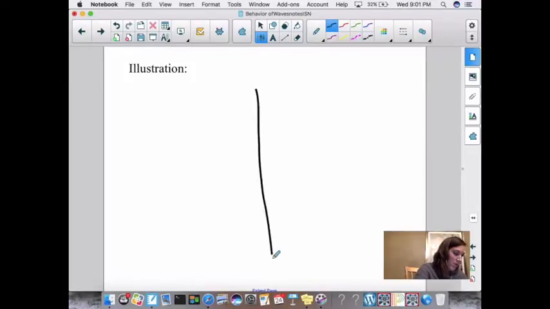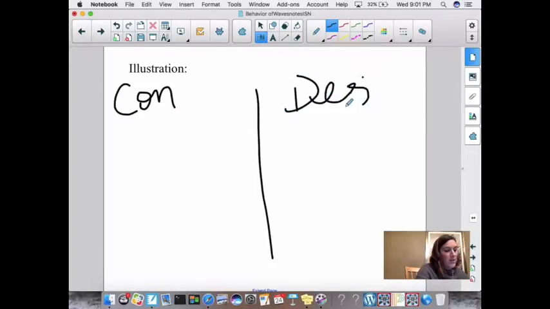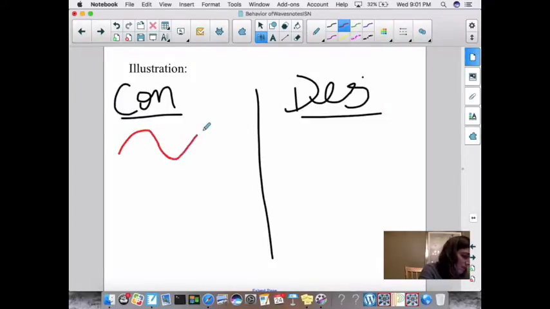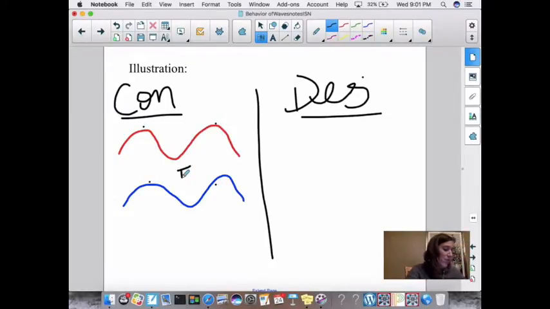All right, so we have, again, two illustrations. We're going to have one that represents constructive interference, and we have one that represents destructive interference. Okay, so constructive interference. I'm going to have two waves. I'm just going to draw transverse waves. You notice I drew my transverse waves so that I have crest to crest, trough to trough. So I'm adding these two waves together.